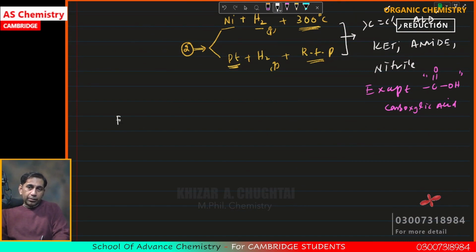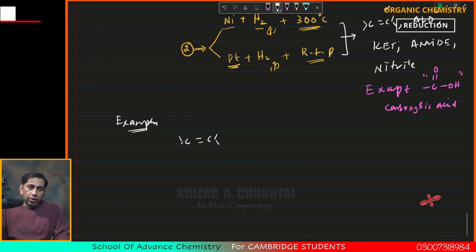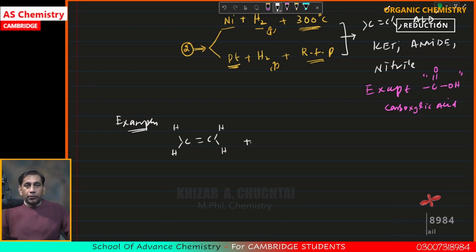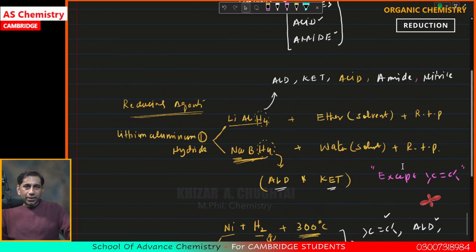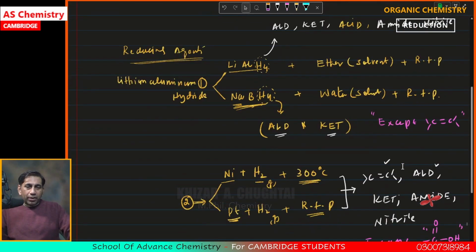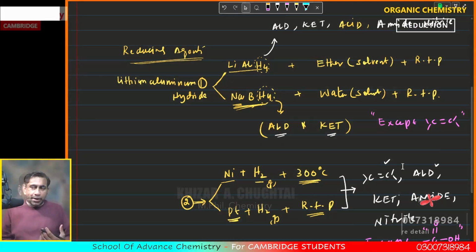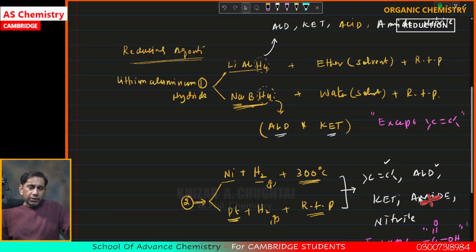Examples now. Number one, if I'm going to reduce carbon-carbon double bond. For example, I'm having the smallest alkene in the universe, that is ethene. So what are the reagent and condition? You will choose it from this list and then you will let me know and I will use it. I want to reduce carbon-carbon double bond. Which type of reagent do I require? Reagent means reducing agent.